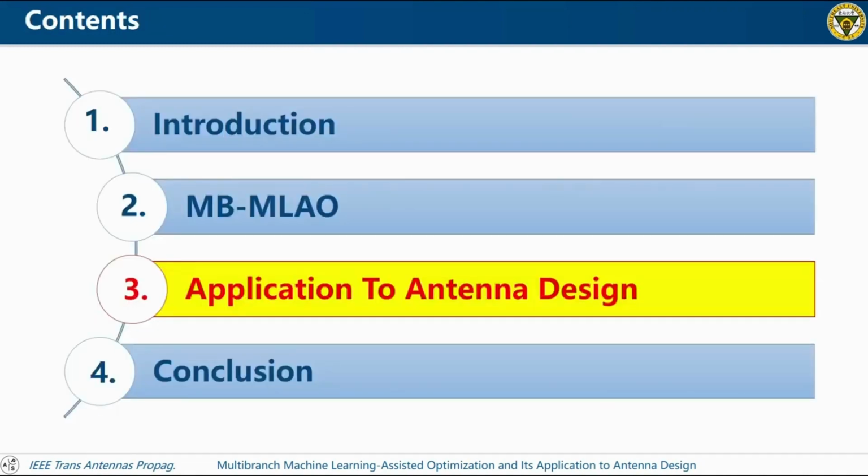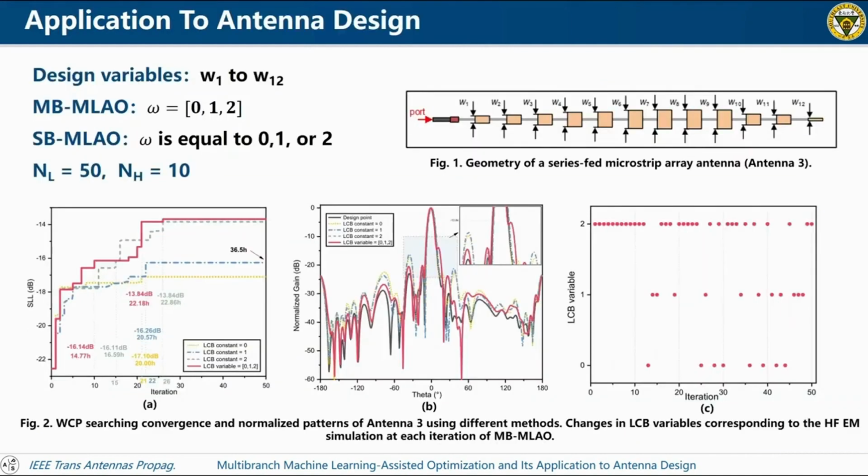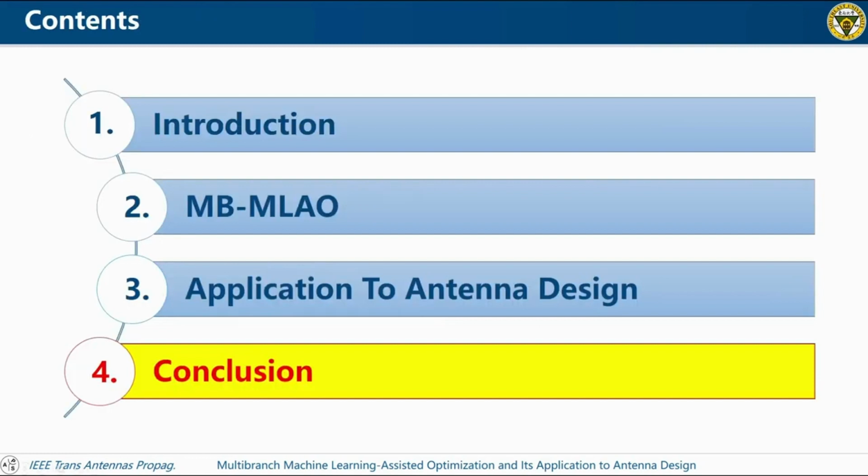Just one example is shown here. More details can be found in IEEE Transactions on Antennas and Propagation. A series-fed microstrip array antenna is used as an example. For the SBMLAO method, the searchability of LCB constant equal to 2 is better than others. The optimization results of MBMLAO are close to the best case of SBMLAO. The selection of omega will affect the searchability. MBMLAO is more robust.